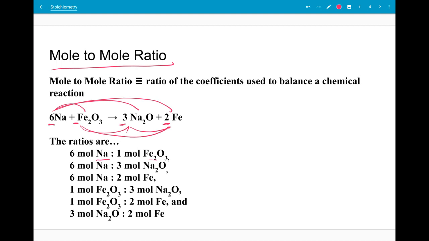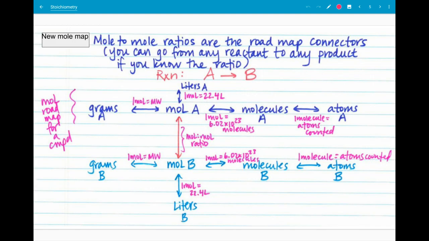Now don't worry about reducing these if they can be reduced. You might as well just keep it as is, and it reflects what's in that chemical reaction. So again, the mole-to-mole ratio is the most important part.